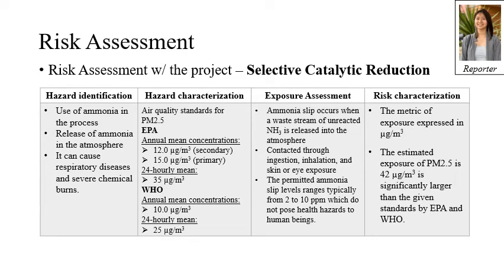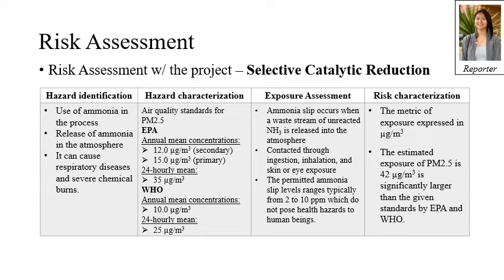For the risk assessment with the existing project, the selective catalytic reduction, the identified hazard is the use of ammonia in the process and the occurrence of ammonia slip into the atmosphere. It can cause respiratory diseases and severe chemical burns.